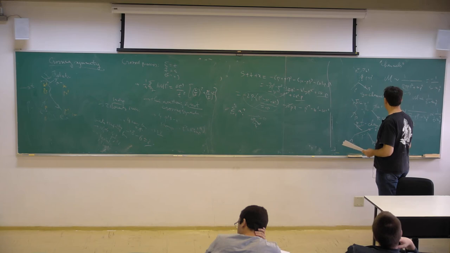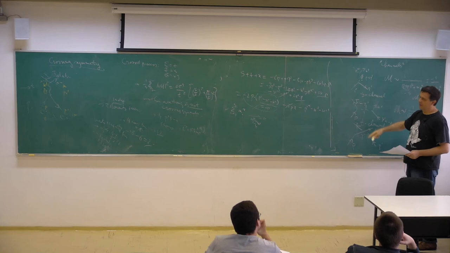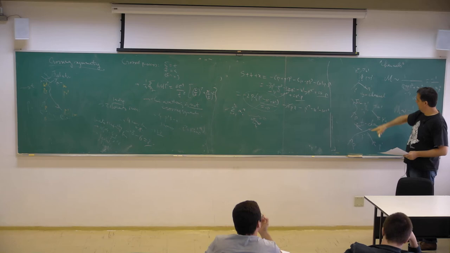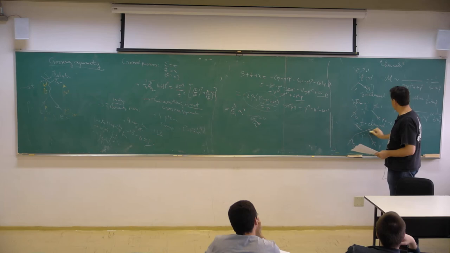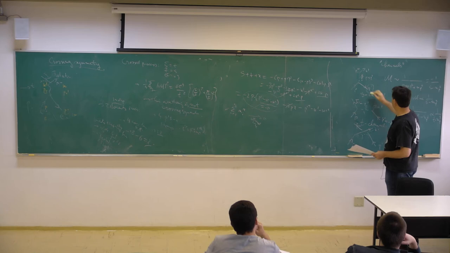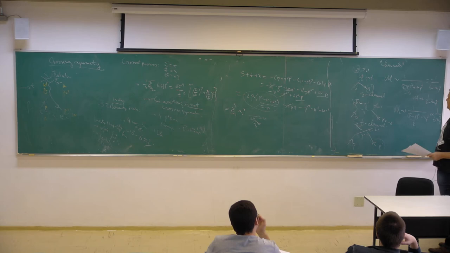Yeah, let me not put bars because then it becomes unclear which one I crossed. So we can think of crossing this original diagram, so I cross this one into this one, and I cross this one into this one, right? That's how I obtain this channel.